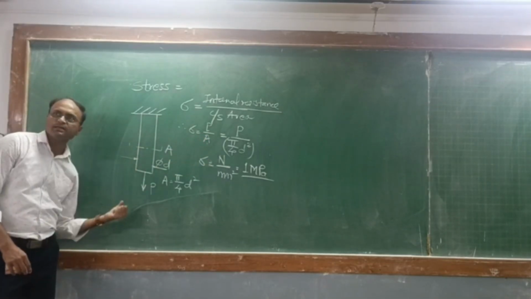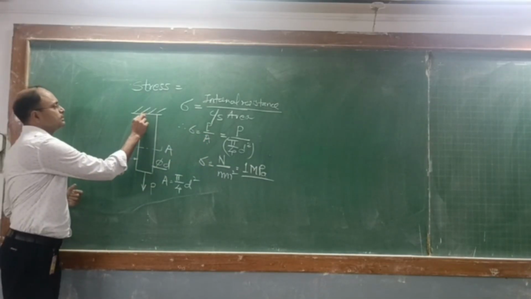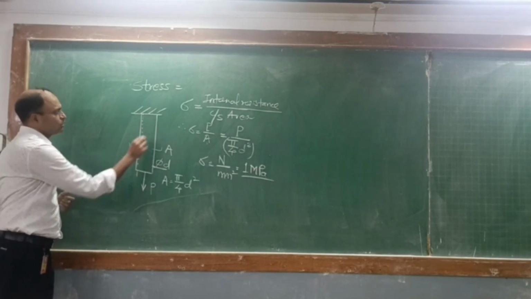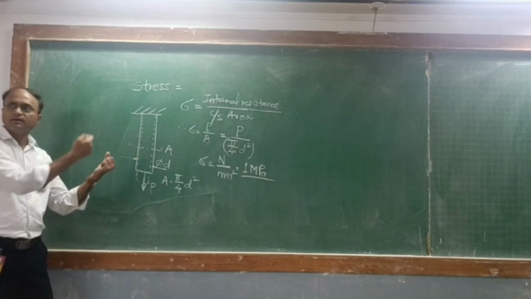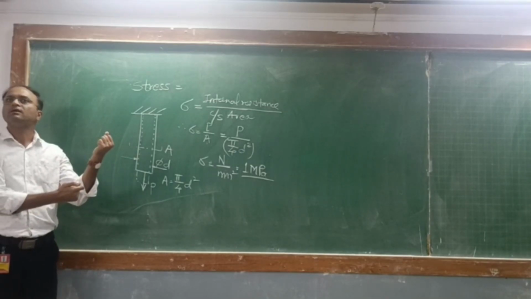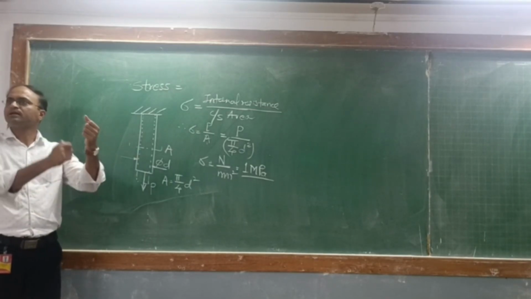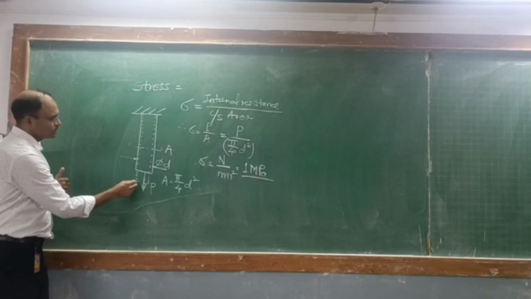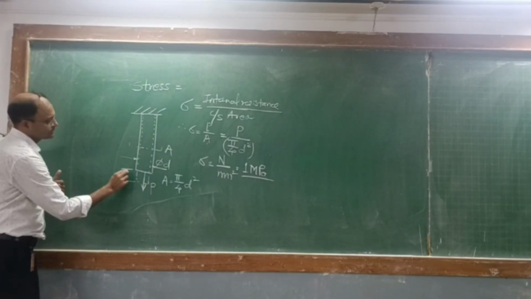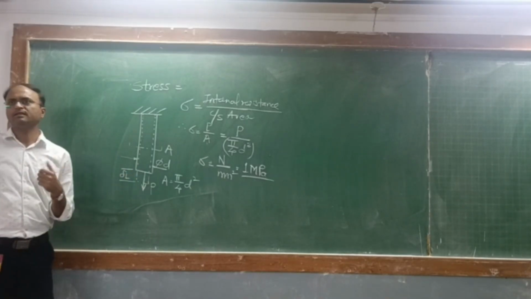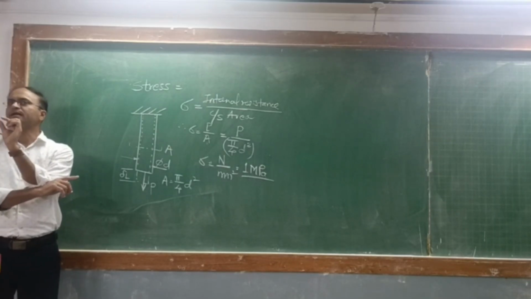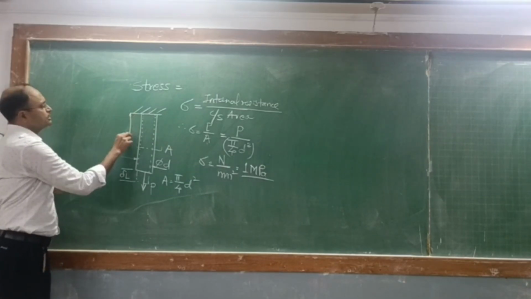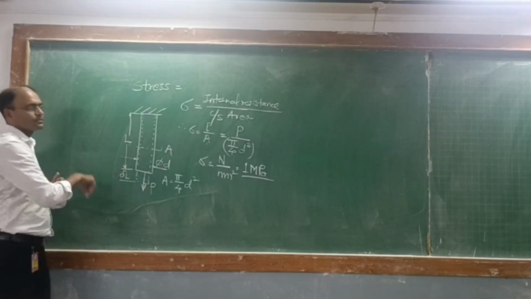Now when this rod is subjected to tensile load, what happens? If I go on applying load, the length of the rod will increase. Yes or no? If a force is applied on the rod, its length will increase. Let that change in length be delta L, a very small change. That small change I denote by delta L, and the original length of the rod is L.